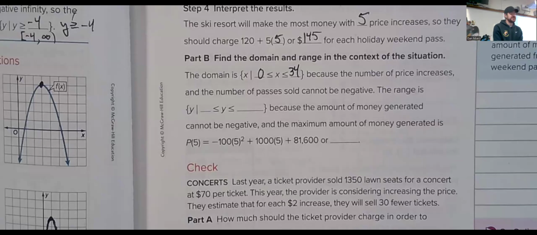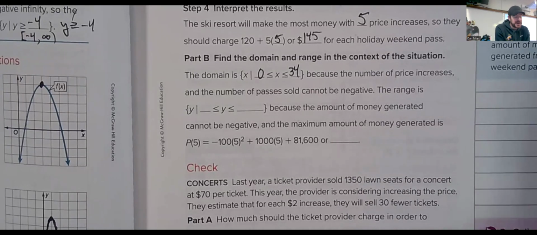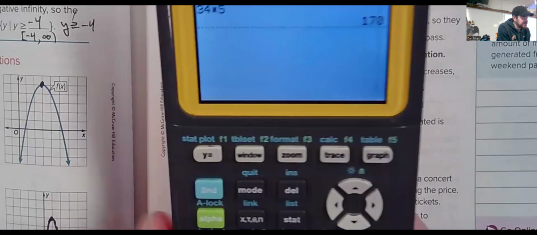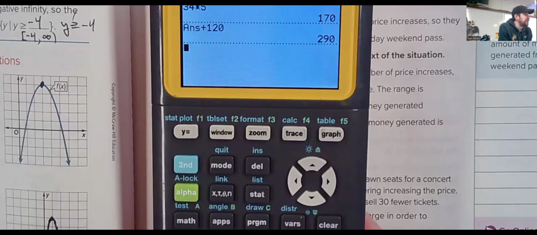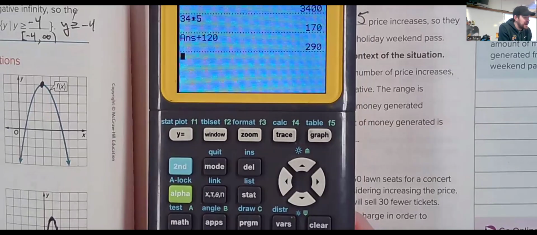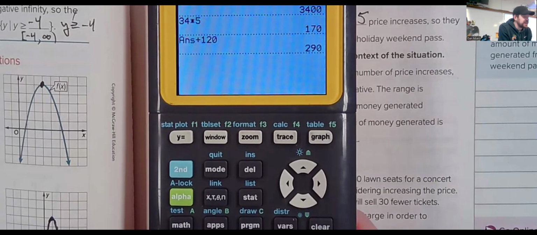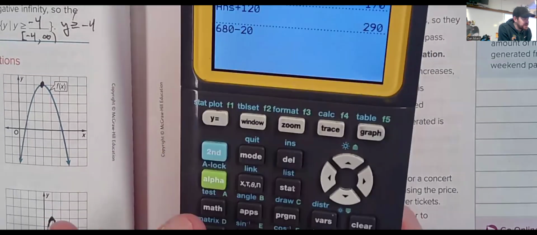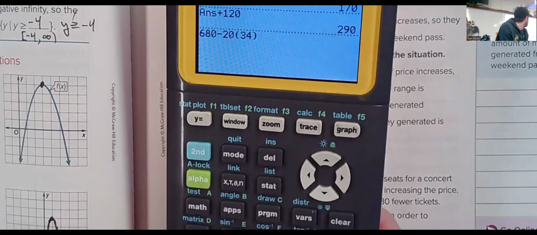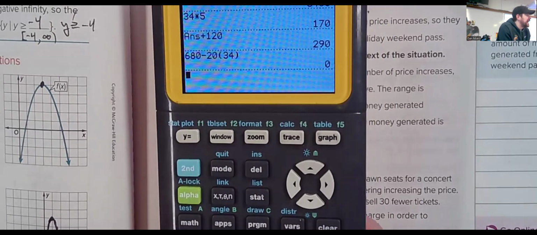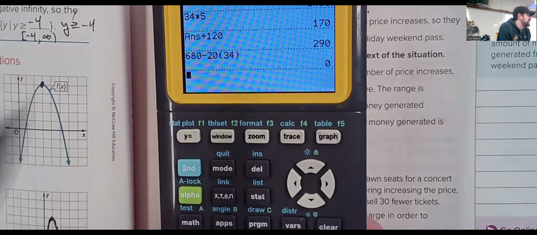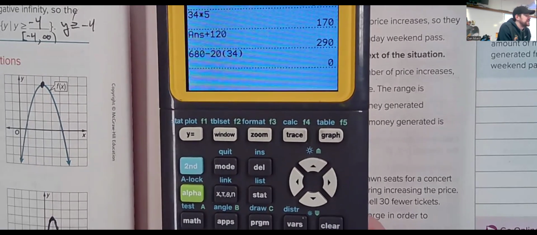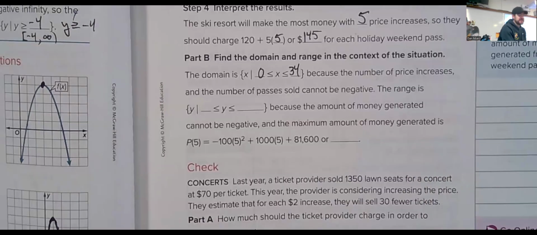34 price increases. So basically what we're saying here is that if you do 34 price increases, you're increasing the price by $170. And so if you add that to the initial 120, that would be a $290 price of the ticket. Now, if 680 people bought last year and it's decreasing by 20 for every price increase, that means that 0 people would buy it if it went up to $290 a ticket. So that's why it's 34. Because if nobody buys it, there's no point in doing this in the first place. So the actual domain is going to be between 0 and 34.